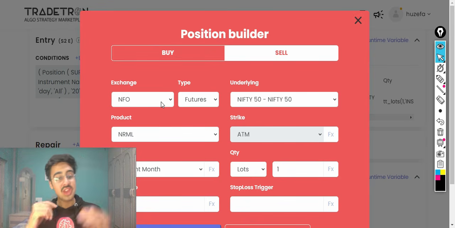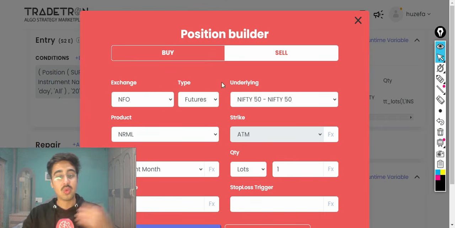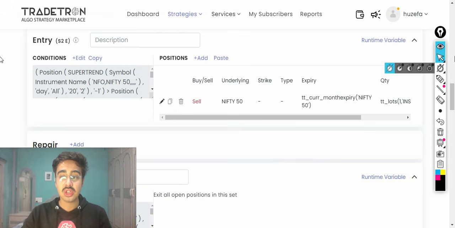So when selling, we are looking at only one lot. When buying, we are looking at two lots. So quantity is double. This is the whole logic that we are doing.